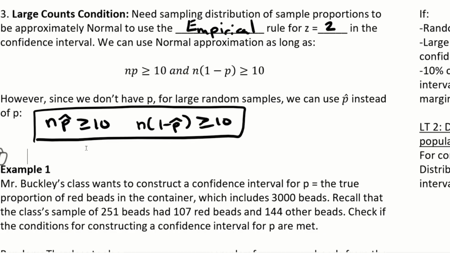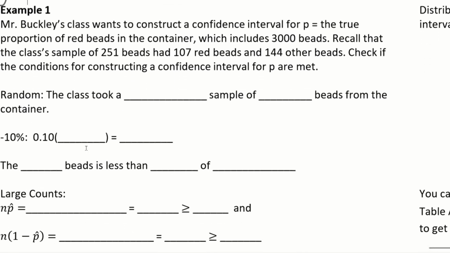All right, so let's look at example 1. Mr. Buckley's class wants to construct a confidence interval for P equals the true proportion of red beads in the container. Now this time they told us that the container includes 3,000 beads. So now we actually know how many there are in there. But we don't know how many are red. Recall that the class's sample of 251 beads had 107 red and 144 others. Check if the conditions for constructing a confidence interval for P are met.